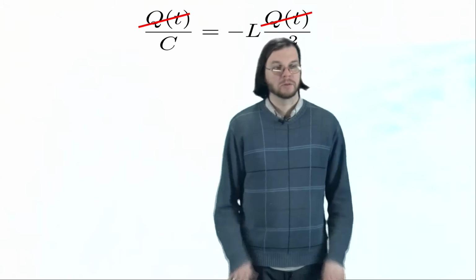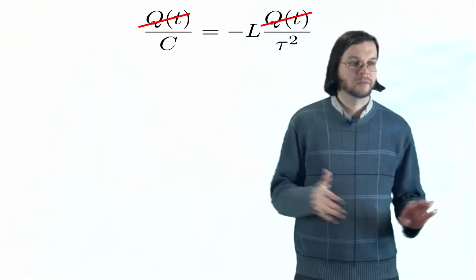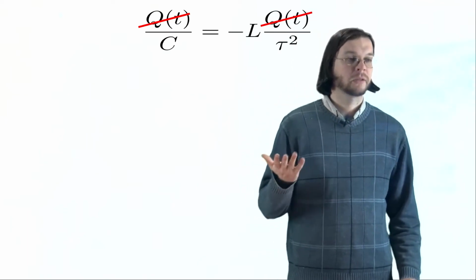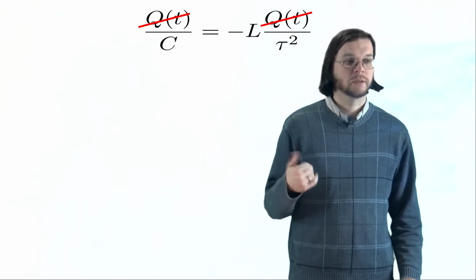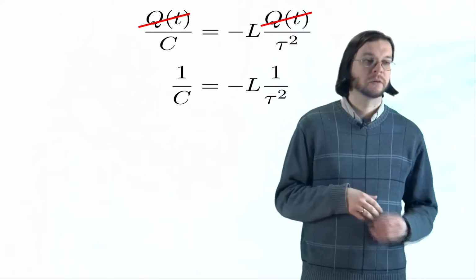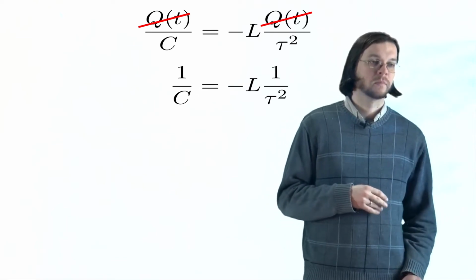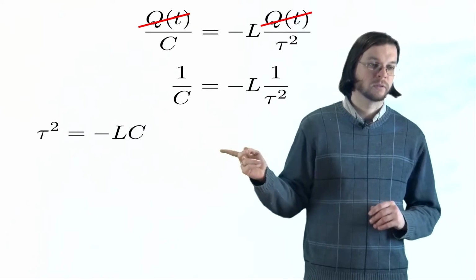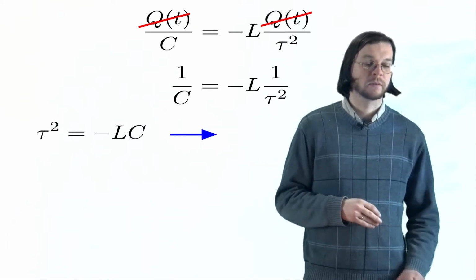Okay? So we did it. We got the time dependence out of the equation, which is what we were hoping to do. And now we can solve for tau, right? So multiply both sides by tau squared. Multiply both sides by C. That gives us this. And then we can take the square root of that.